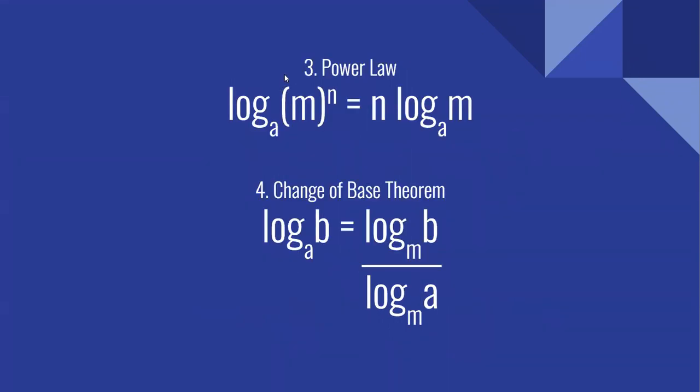The power law states that if the argument passed has a power, here log m raised to n to the base a, it will be equal to n into log m to the base a. Here you can see that the power has been pulled down by the logarithm. Therefore, it becomes n log m to the base a. So this is how the power law works.